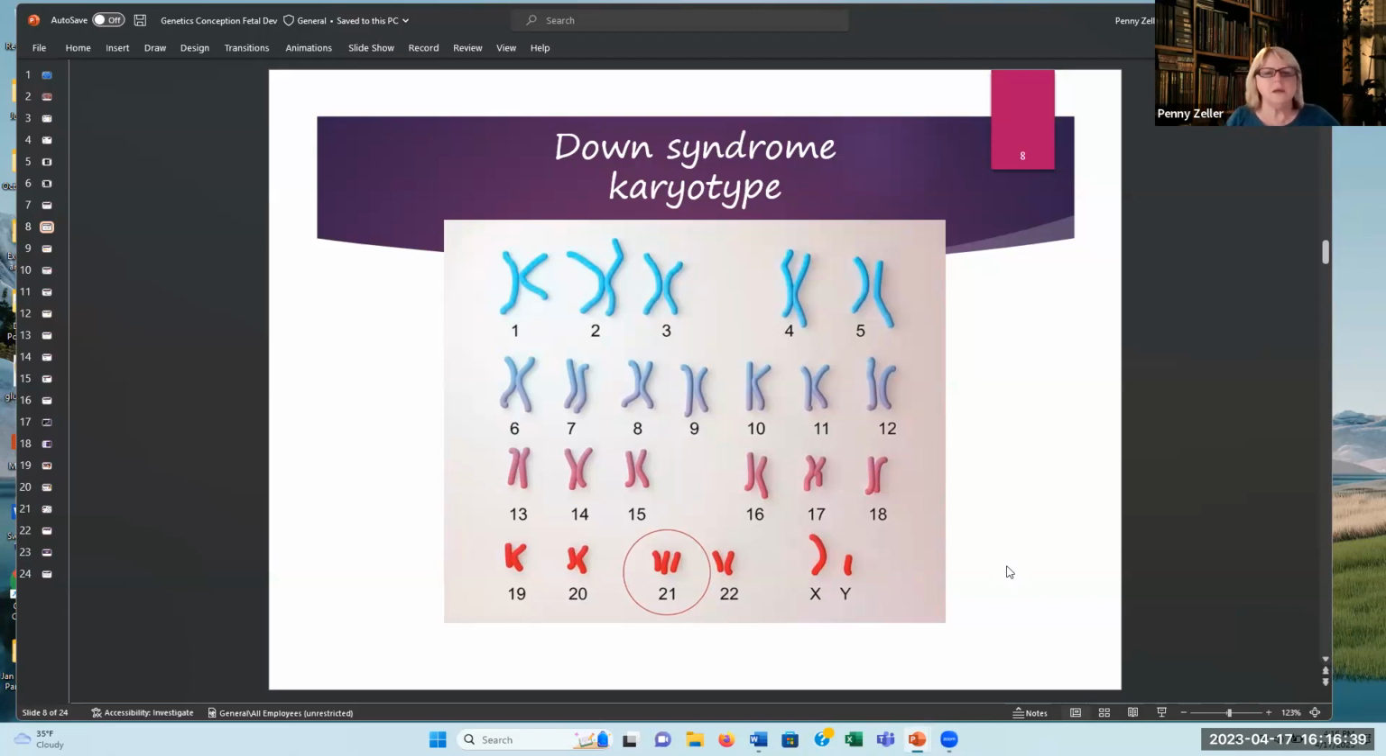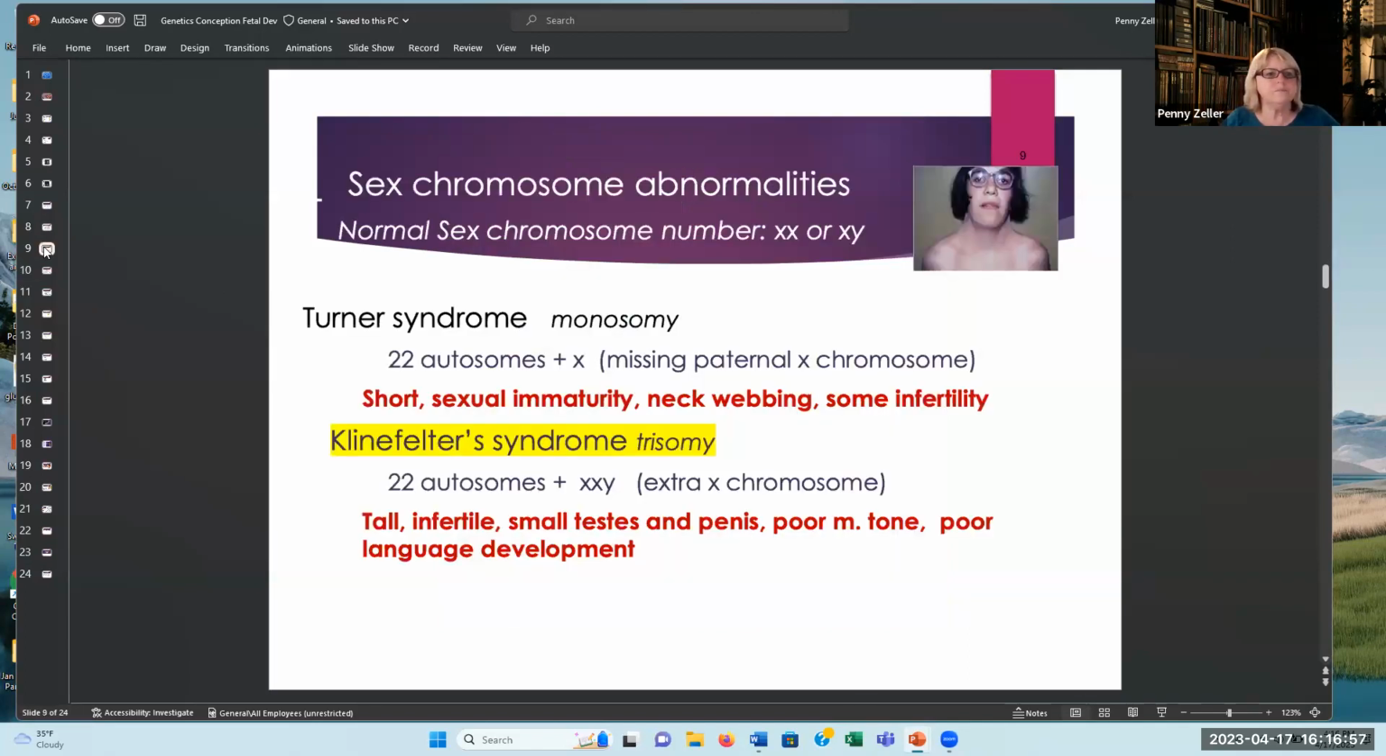It's called a trisomy. There's other trisomies. There's a 13 trisomy. There's an 18 trisomy, and they cause different things. But usually 13 and 18, they don't survive. They might be delivered, but they don't survive very long.